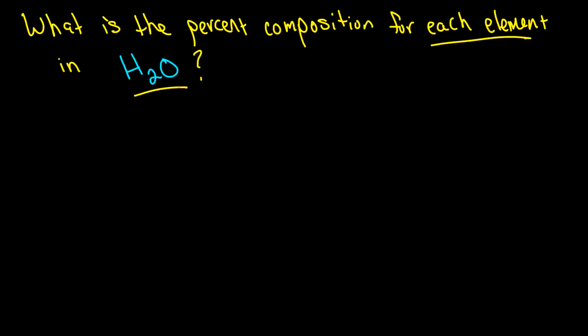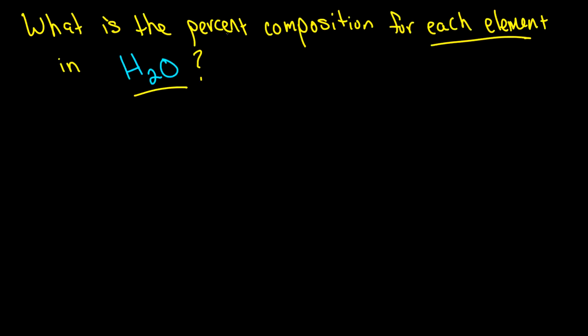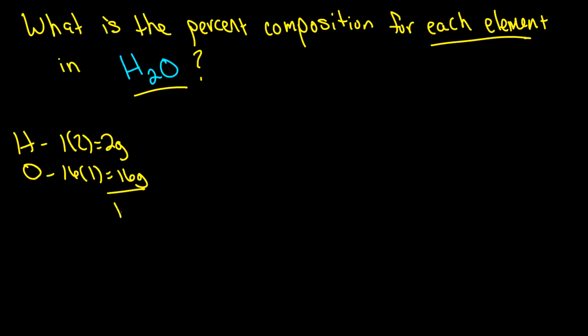So the first thing I need to do, that first step, I need to add the compound molar mass. So I need to add up all my elements. Alright, so I got a hydrogen and I got an oxygen. From my periodic table, I will be using the atomic mass number for each element, and I am going to round to the nearest whole number for each element. So hydrogen is 1 gram and there's 2 of them, so that gives me 2 total grams of hydrogen. Oxygen is 16 grams, there's 1 of them, so that gives me 16 total grams of oxygen. Altogether I have 18 grams in H2O.